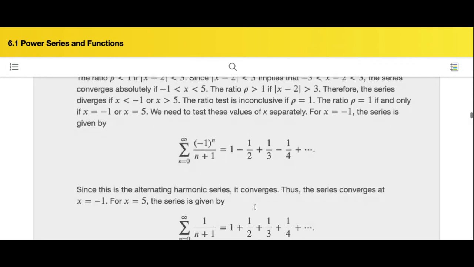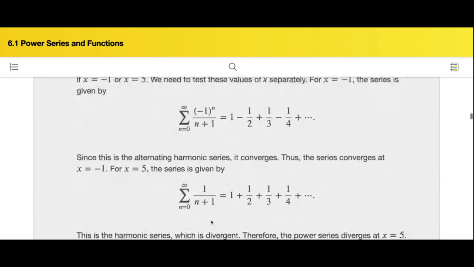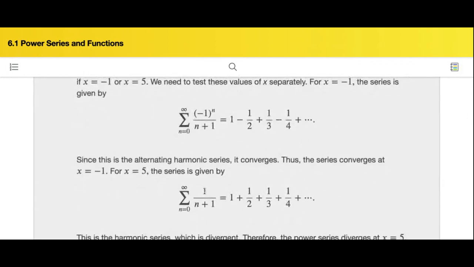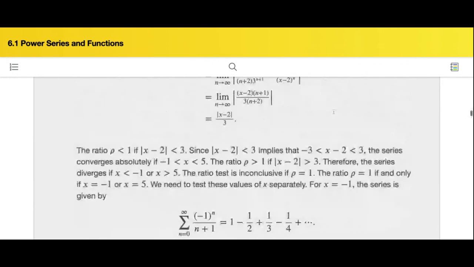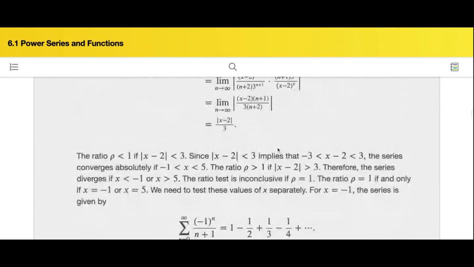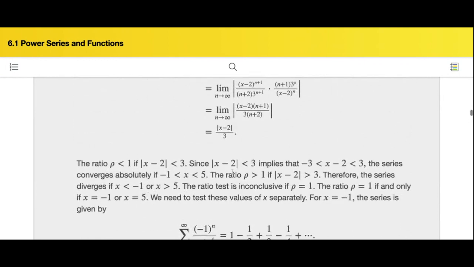For x equals 5, we do the calculation and we get 1 over n plus 1. Where did that series come from? From simplifying. Okay, so we have those two boundary points, negative 1 and 5, where the test is inconclusive.